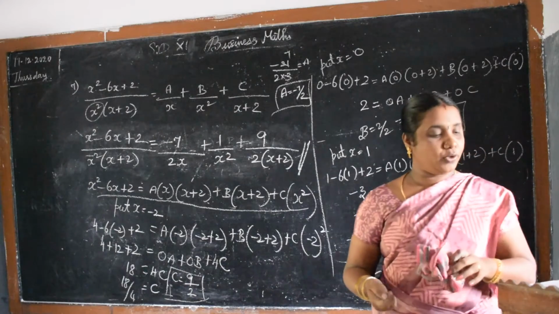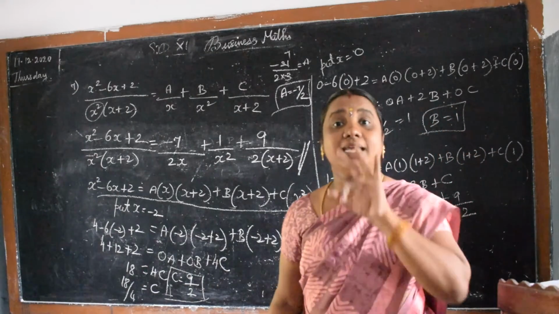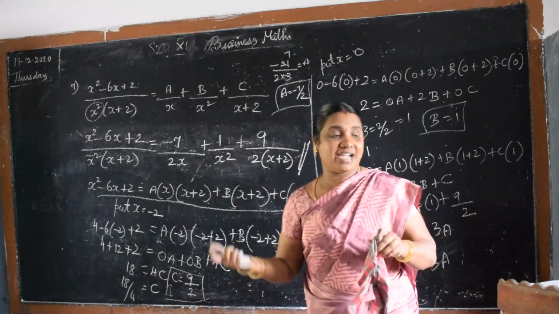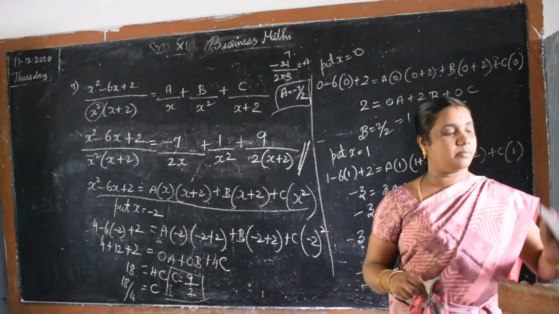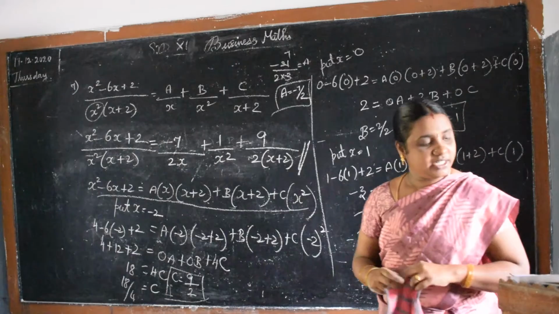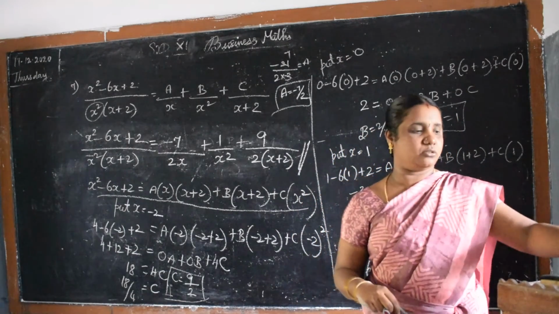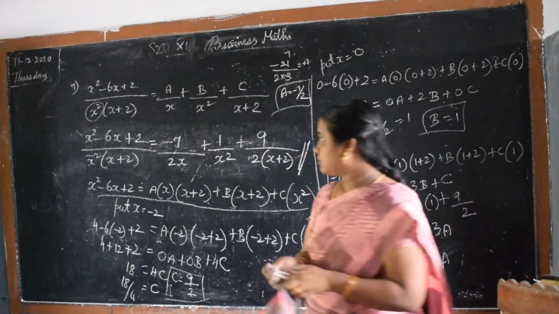Next I am going to do the 8th sum. This 8th sum is type 3. Type 3 is where our denominator we can't factorize. The denominator contains a quadratic factor, and we cannot factorize and simplify it. Okay. See the question.